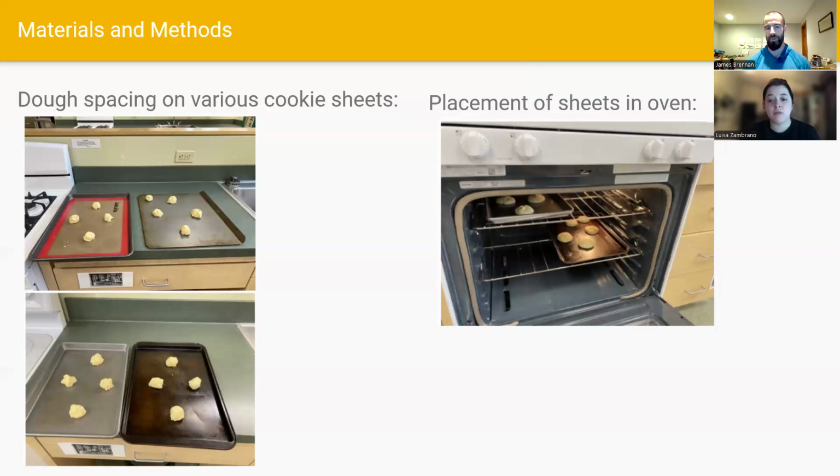On the right side of this slideshow, you can see how they were placed in the oven. And this staggered orientation allows for more optimal cooking when we're dealing specifically with convection ovens, because it allows the air to circulate without the pans getting in the way of the air circulation.